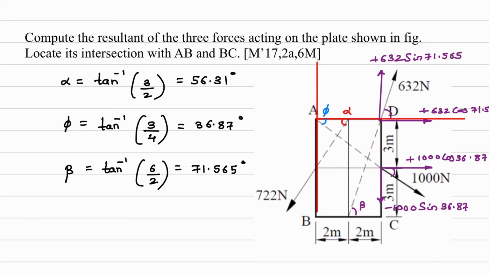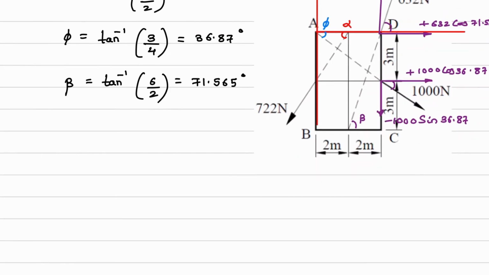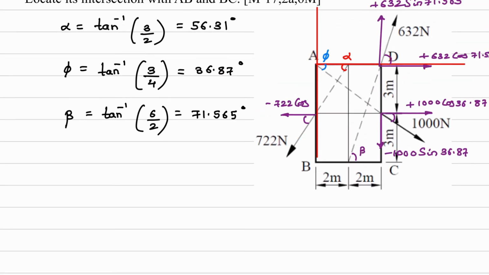Next we will see 722 Newton. X component: this angle is alpha, and x is towards the left, so minus 722 cos alpha, the value is 56.31. Next, the downward direction. This direction is downward, so it will be negative 722 sin 56.31.